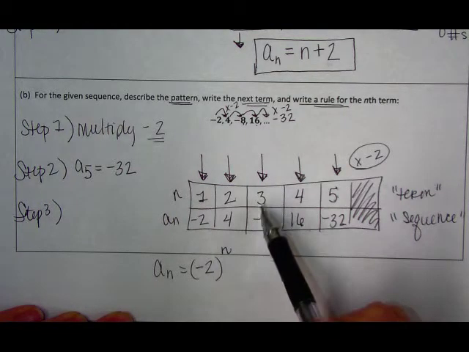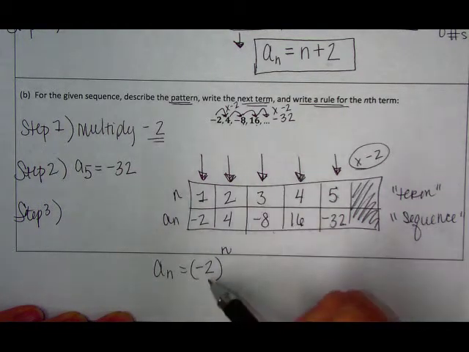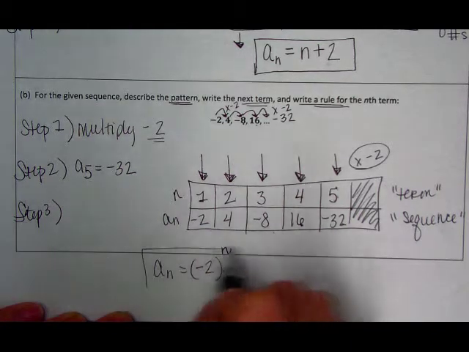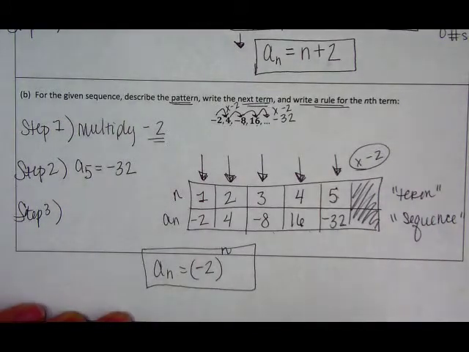Negative 2 cubed is negative 8, so that works. Negative 2 to the fourth power is 16, that works. Negative 2 to the fifth power is negative 32, that works. So this becomes my rule for letter B.